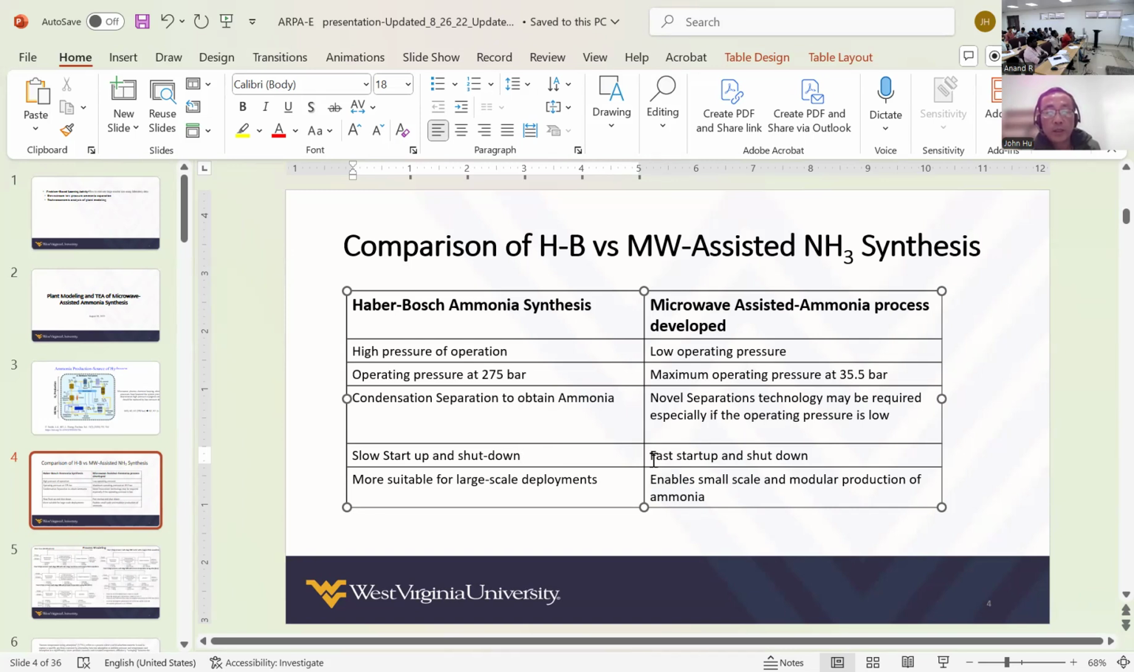So that's the advantage of the microwave. But unfortunately, I'm teaching online, and you do not have a chance to visit my laboratory. It's very fast start up and shut down. And also the last feature: it is most suitable for small scale operation.